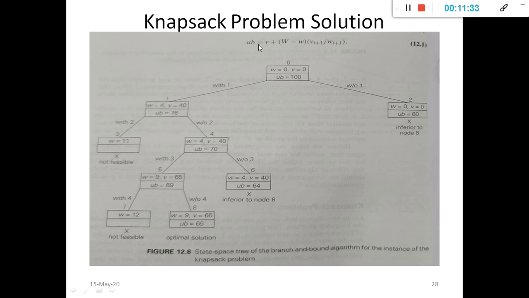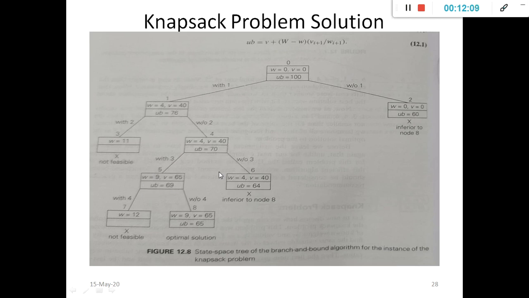That is, the V value is 65 plus 10 minus 9, which is 1, into the V by W of the next item, which is 4. So 65 plus 1 into 4 is equal to 69. You will get the new upper bound as 69.